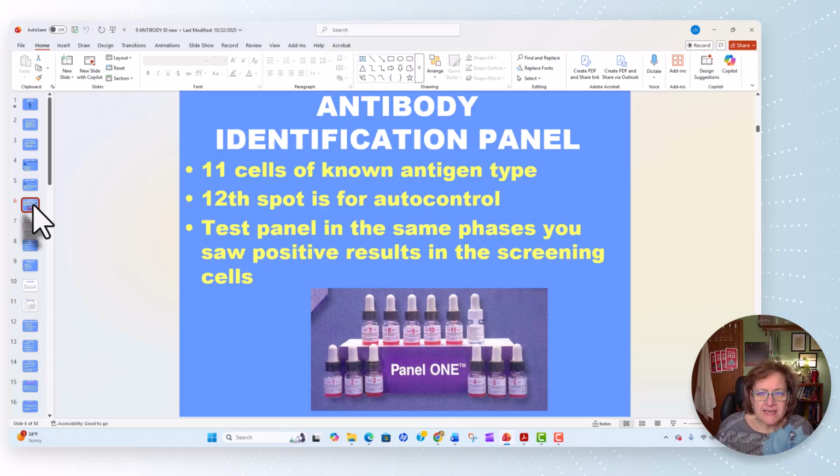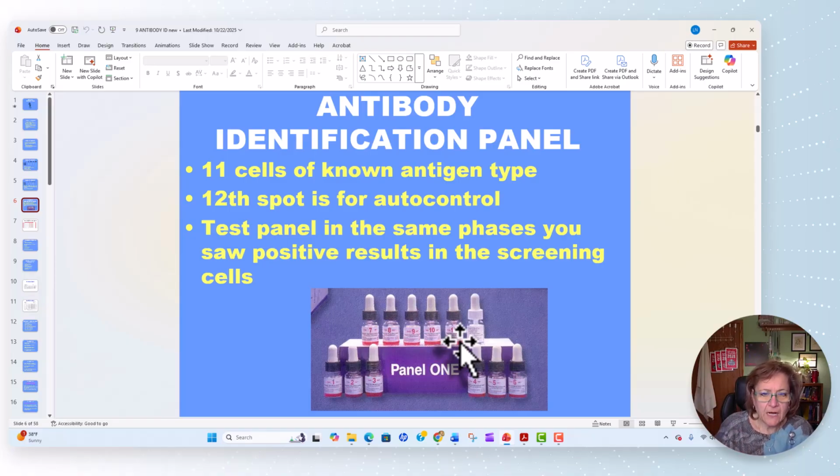So when we're looking at these antibody ID panels, you have 11 cells of a known antigen, and then the 12th spot is for an auto control. You can see here they're numbered with numbers versus Roman numerals. We talked about that when we talked about antibody screens. So I have 11 panel cells, and then the 12th spot is going to be an auto control where you'll put the patient cells and the patient antibody. That 12th spot fills the inside of the serofuge, and as it fills the inside, it balances everything out.